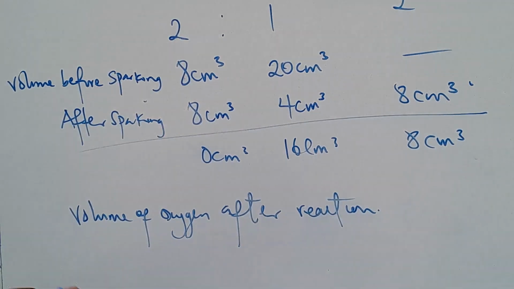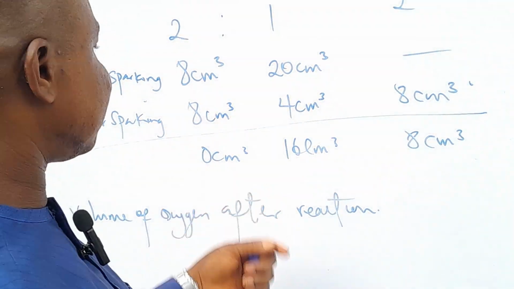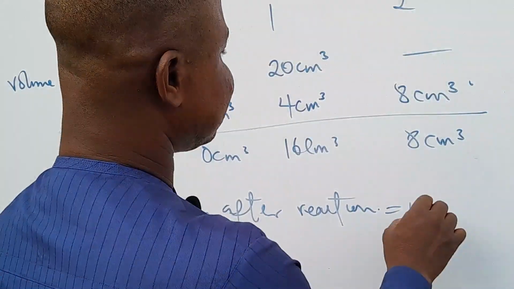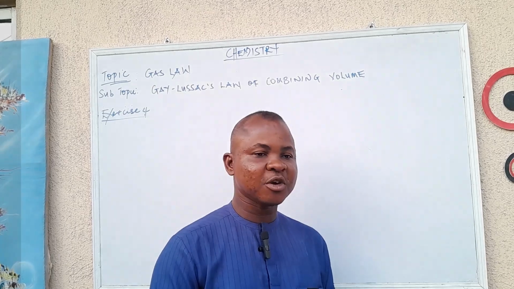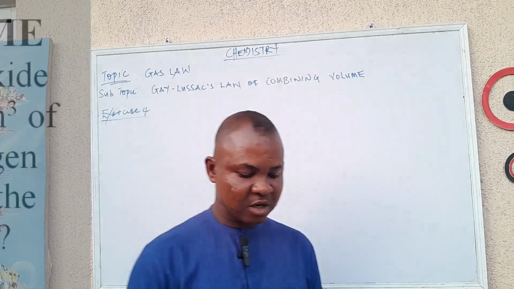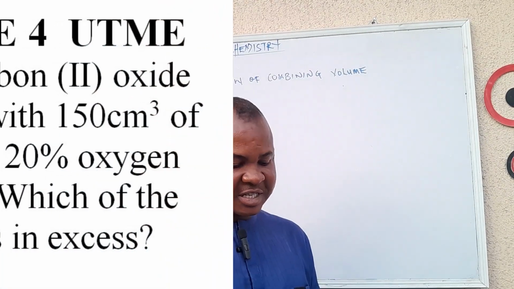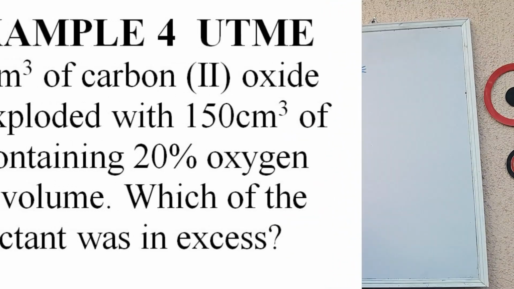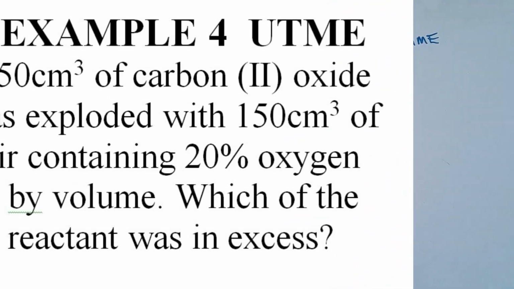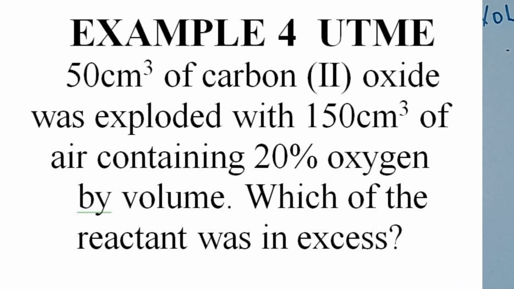After this reaction, the volume of oxygen left is 16 cm cube. Did you get that? Hope you are following. 50 cm cube of carbon 2 oxide was exploded with 150 cm cube of air.